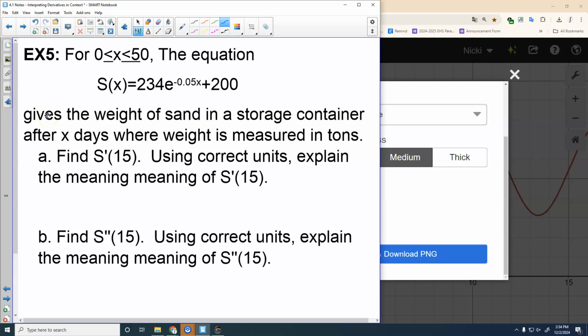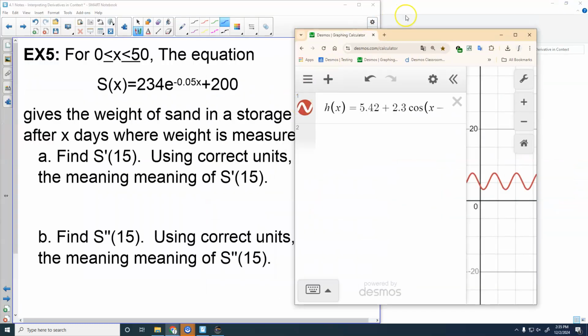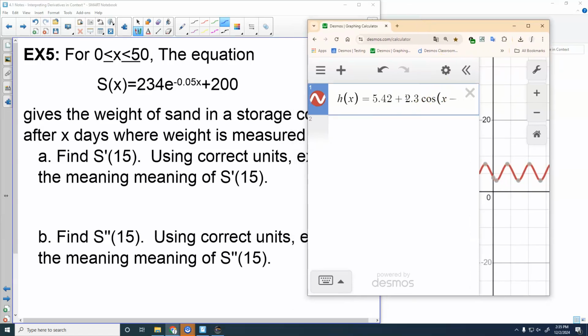All right, let's look at this one. This one is another one that's definitely calculator active. So let's graph this one.